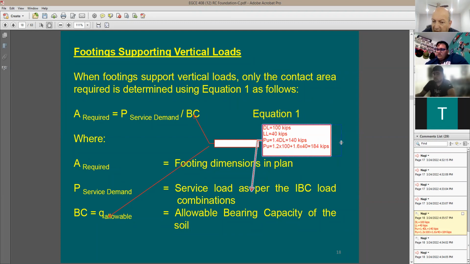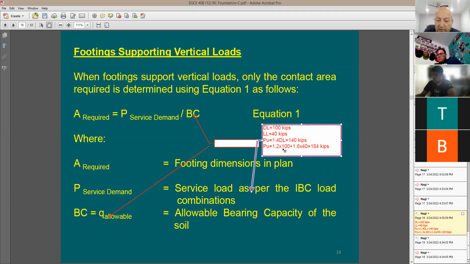Do we call this the ultimate load, or what do you call this? Yeah, this is why it is P sub U, ultimate. So it is not service. So the one I designed the column for was actually P ultimate. So when you do concrete design, you do ultimate design, which means factored loads. When you do foundation size, look at this. For foundation size only.